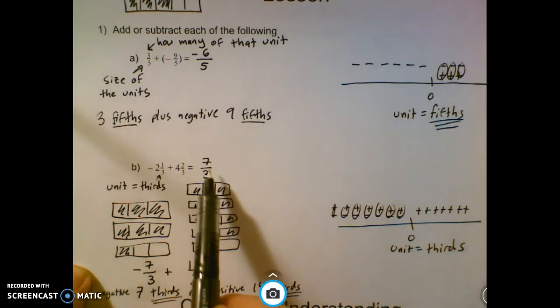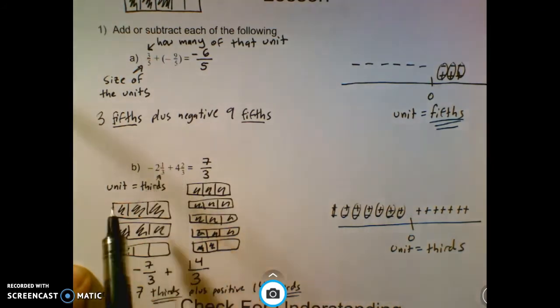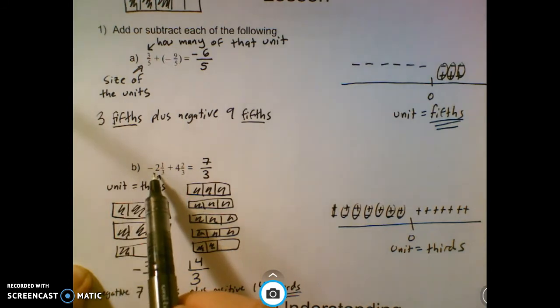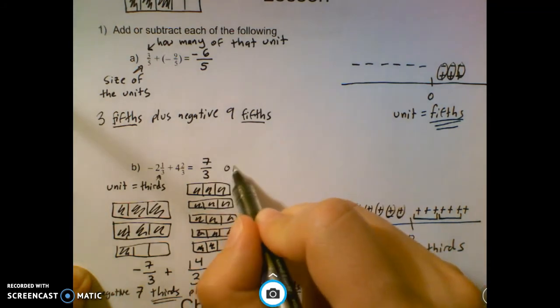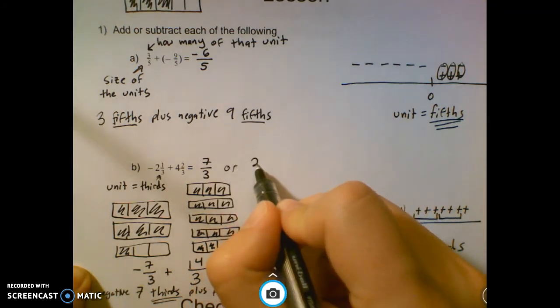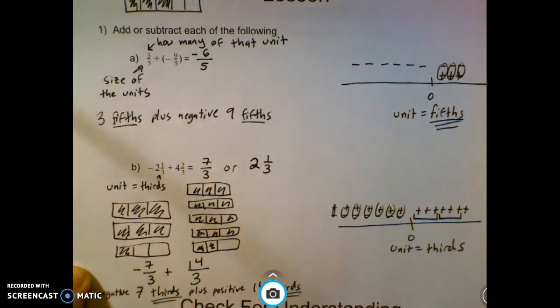Notice that we can also write this as a mixed number. So this is a mixed number where it has both the large number and the fraction smushed together. If I think about these things that I just wrote here, if I divided these into groups of 3, 1, 2, 3, 1, 2, 3, I can see I have 2 wholes, and then 1/3 left over, or 2 and 1/3.